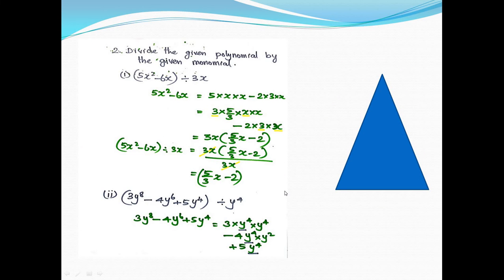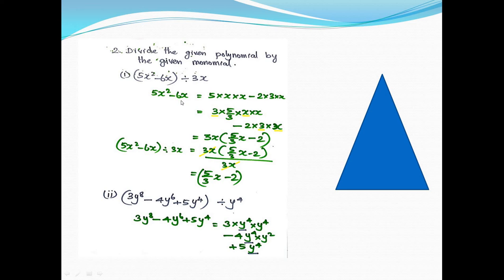The next one is divide the given polynomial by the given monomial. What is the polynomial? 5x square minus 6x divided by 3x. First we have to factorize 5x square minus 6x. 5x square can be factorized as 5 multiplied by x multiplied by x, minus 6x can be factorized as 2 multiplied by 3 multiplied by x. So we can rewrite it as, see, you cannot find the common factor here. You cannot find the common constant value here.